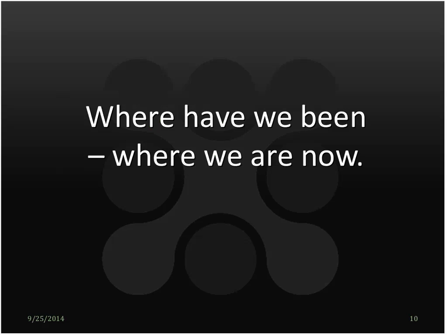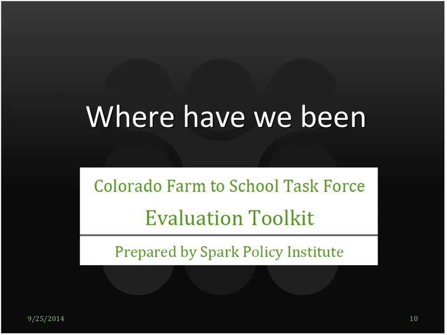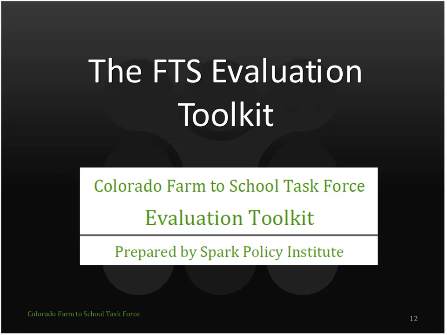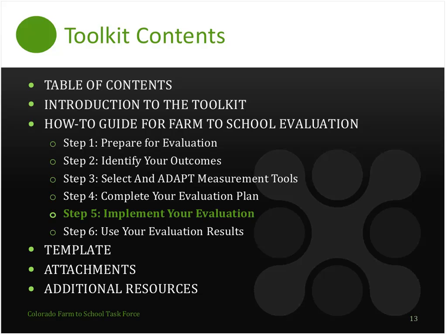Let's take a real quick look at where we have been. Let's first start with the Farm to School Evaluation Toolkit itself. As you know, the toolkit overview walks you through each step of the evaluation process. We began this series with an overview of the toolkit and filling out step 1 on the evaluation plan template. In week 2, we identified outcomes and target audiences for your evaluation. Last week, we focused on Step 3 and began Step 4. Today, we're working on Step 5, completing your evaluation plan.